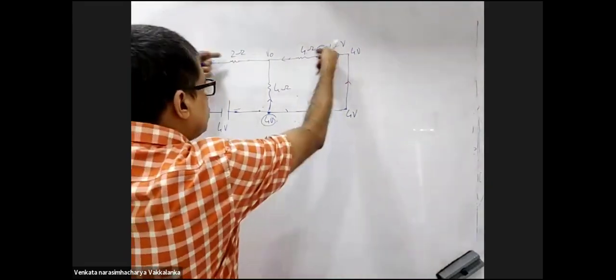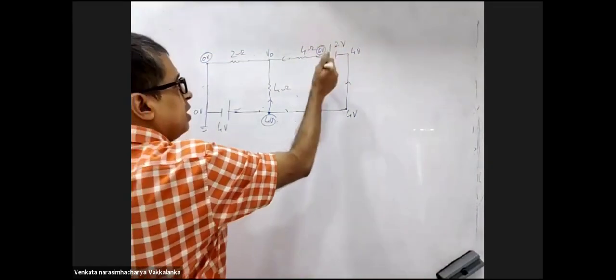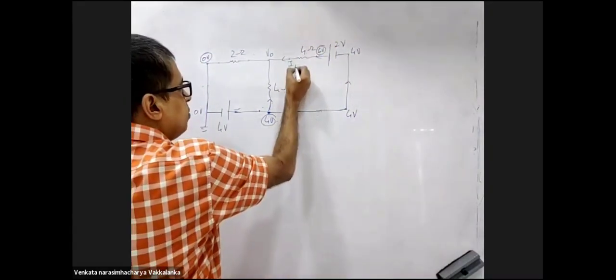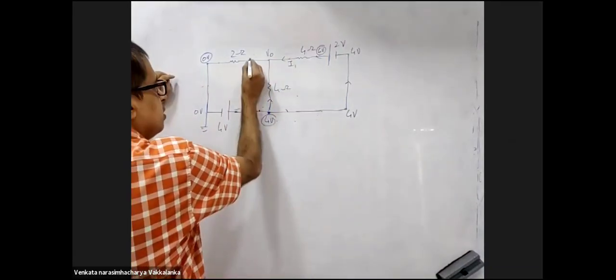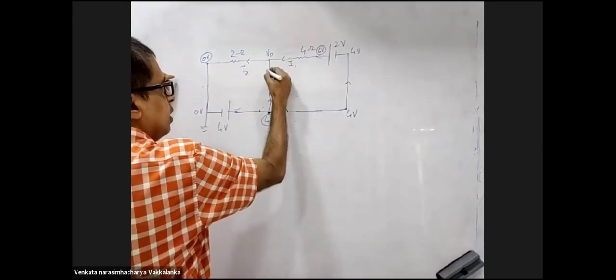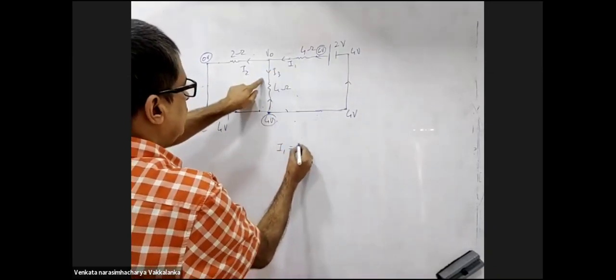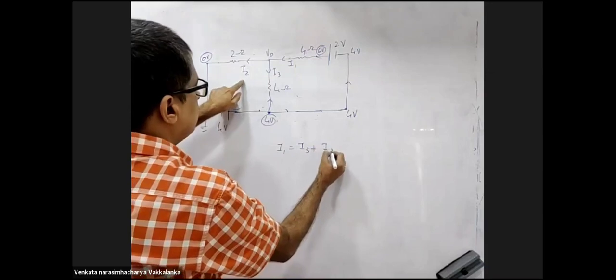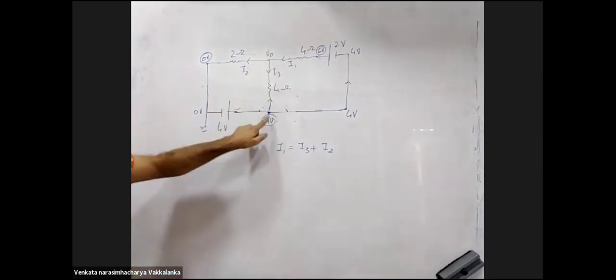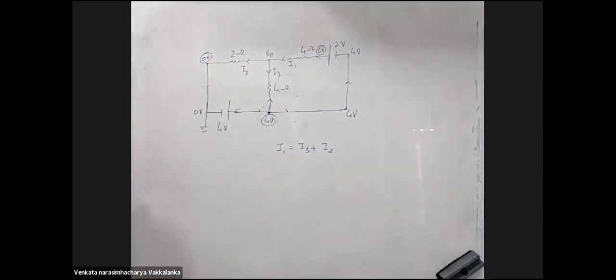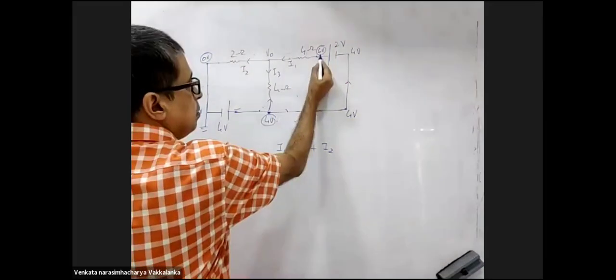Now have a look. Assume directions of current. You may assume any particular direction. I am assuming I1 current coming this way, I2 current going into this, I3 current going into this. So I1 is equal to I3 plus I2. What will I1 current be?